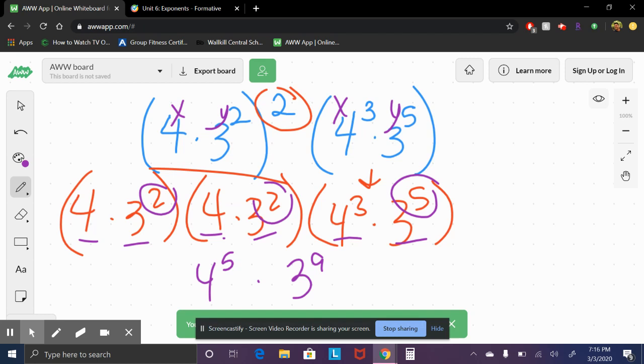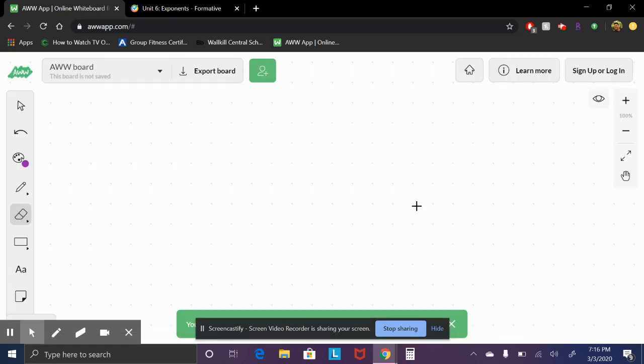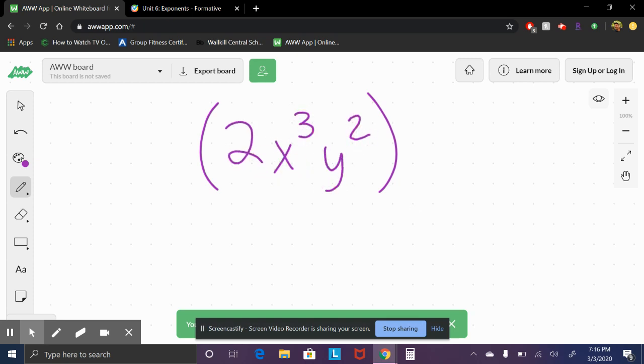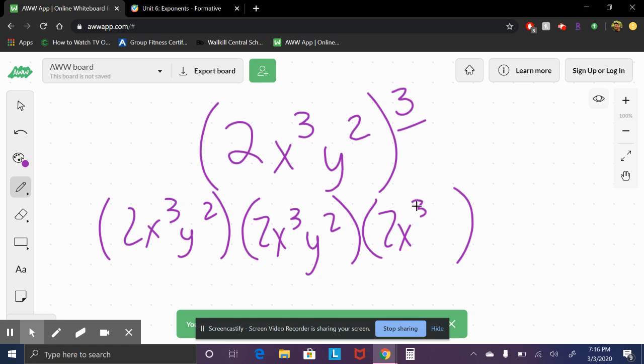Now, what happens when we throw some coefficients in there? Same rules as before. Let's write 2x to the third, y to the second, to the third. All right, so we expand it out. We have 3 expansions. So we have 2x to the third, y to the second. Write it again. 2x to the third, y to the second. And one more time. 2x to the third, y to the second.